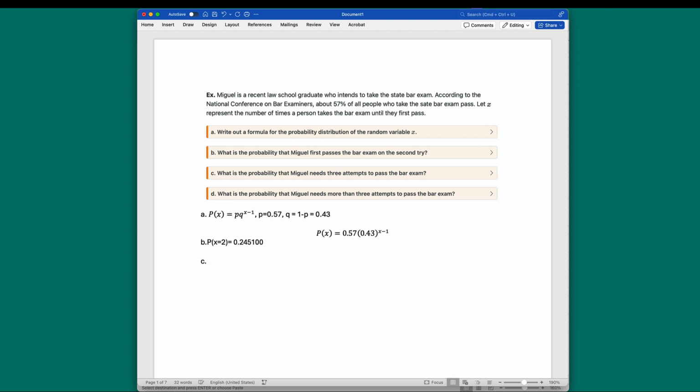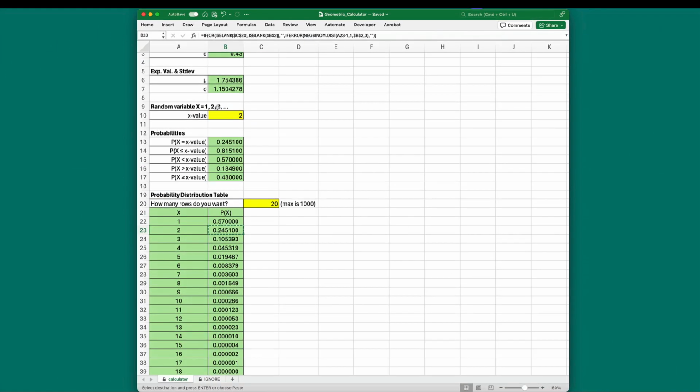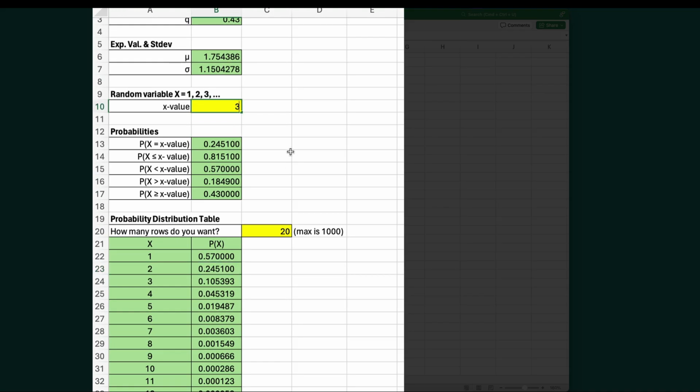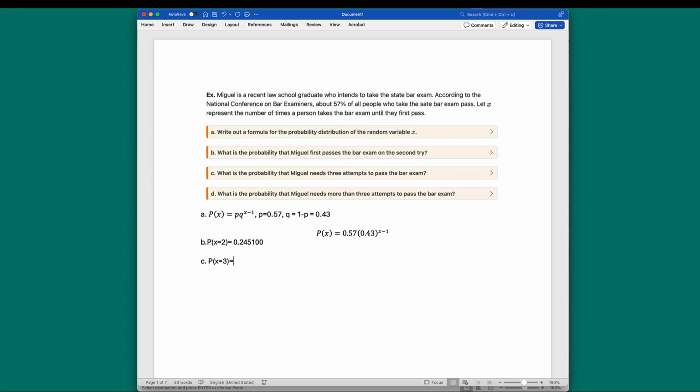All right, C here. What is the probability that Miguel needs 3 attempts to pass the bar exam? Like the previous case, X equals, this time, 3, because we're asking what's the probability of him passing in 3 attempts. Likewise, we could either specify the 3 here, hit enter, and get this as the probability that X equals 3, or you could read off from the table the value for X equals 3. So the probability that X equals 3 is just that.